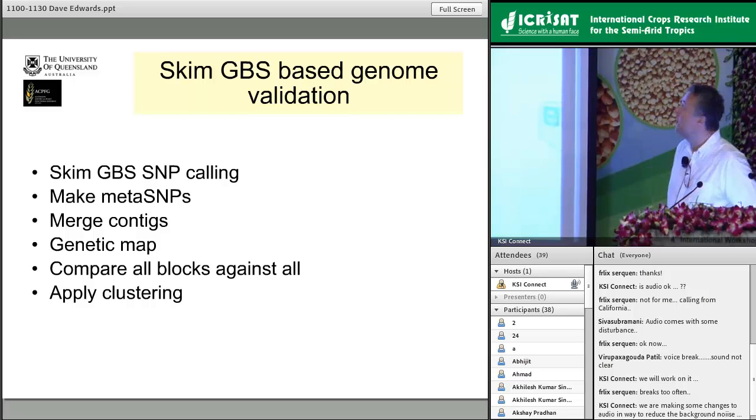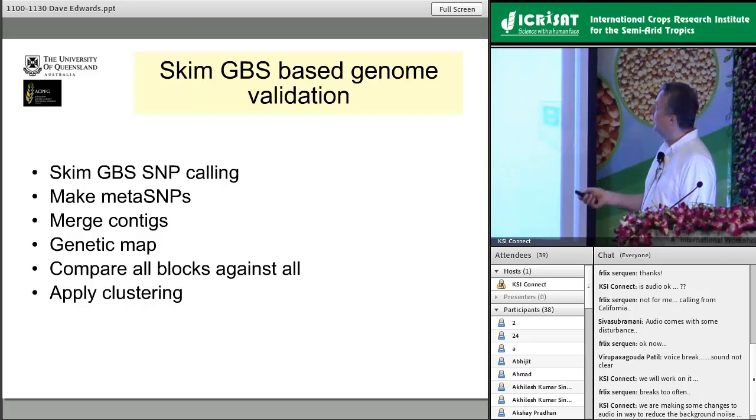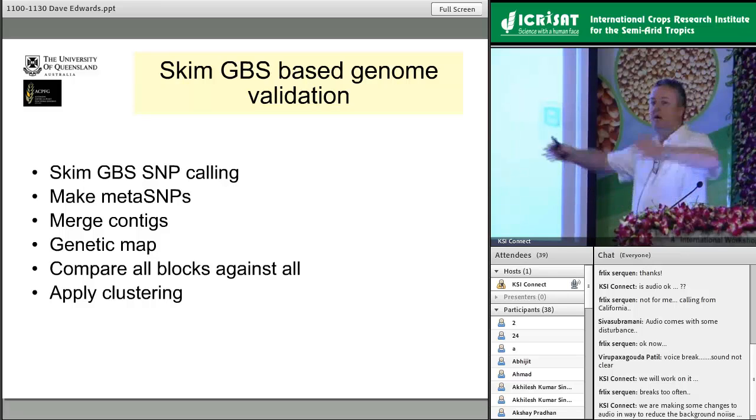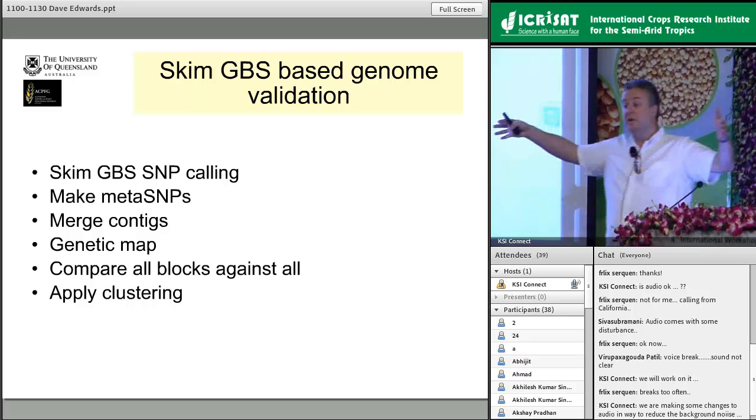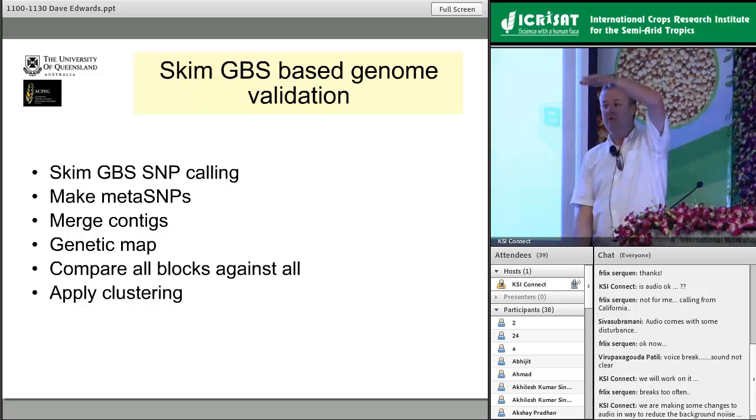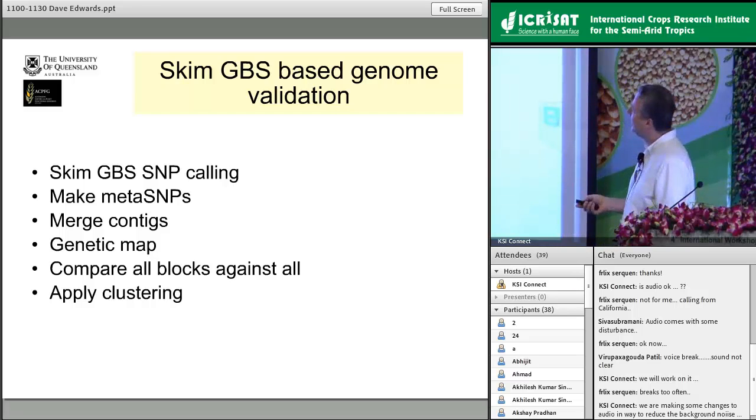And one of the ways that we've been doing this for some time is the skim genotyping by sequencing. And I'll describe in a little bit what I mean by skim genotyping by sequencing. But essentially we do lots of SNP calling. We make meta-SNPs for contigs. So within a particular contig of the genome, we're going to have lots of SNPs. There's very little recombination within a contig, so we just call one SNP that represents those regions. We can merge contigs where the haplotypes are similar, and I can show you that. We can do some genetic mapping similar to the TopSeq approach. We do some comparison of all blocks based on pairwise clustering approaches. And I'll describe this in a bit more detail.